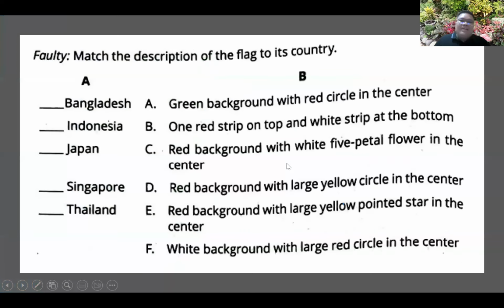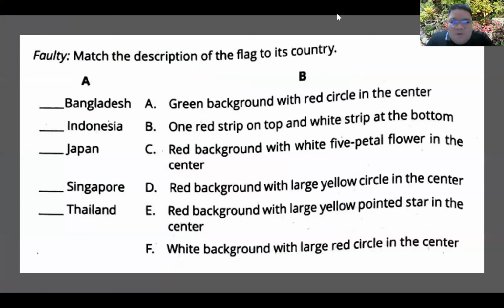Now, I picked up these examples from our reference text, from the book of Balagtas. If you look at it, this example is considered faulty. Why is it faulty? What can we improve in this type? Can anybody tell me what can be improved in this matching type exam?